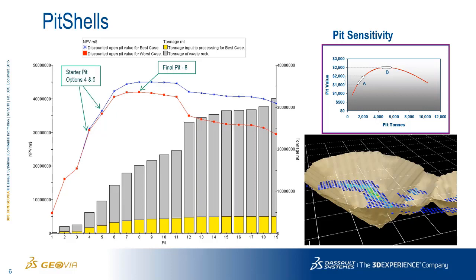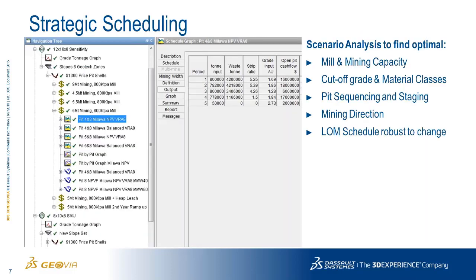On the scheduling side, maybe a little less familiar for some users, but essentially, as we said, we're going to select our pushbacks. We're going to select our ultimate shell. We're going to define some operational parameters as well, such as mining mill capacity, material classes, and how we're going to exploit those different phases, some bench limits, maybe some mining directions, things like that, okay?